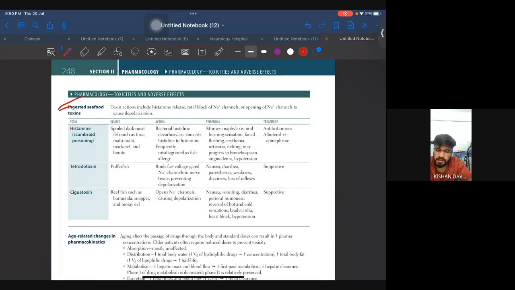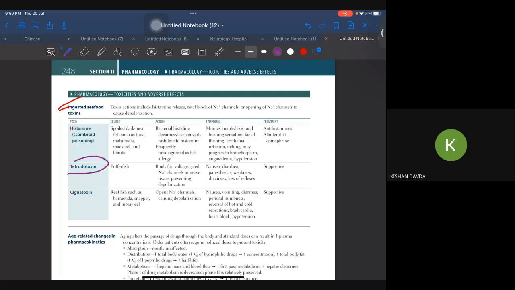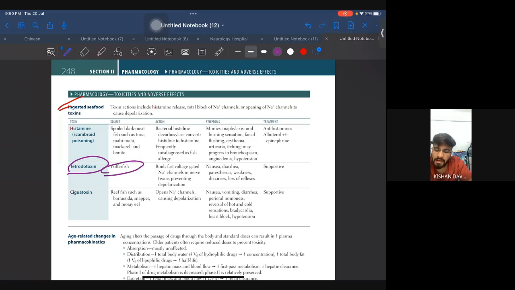Ingested seafood toxin. Now, I got this question, tetrodotoxin. So here the puffer fish is important. Now here you have to remember the mechanism.